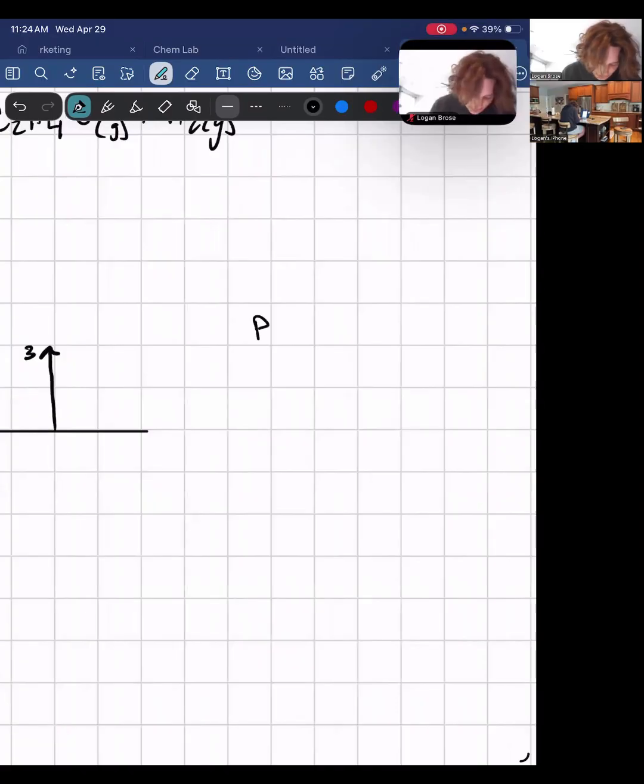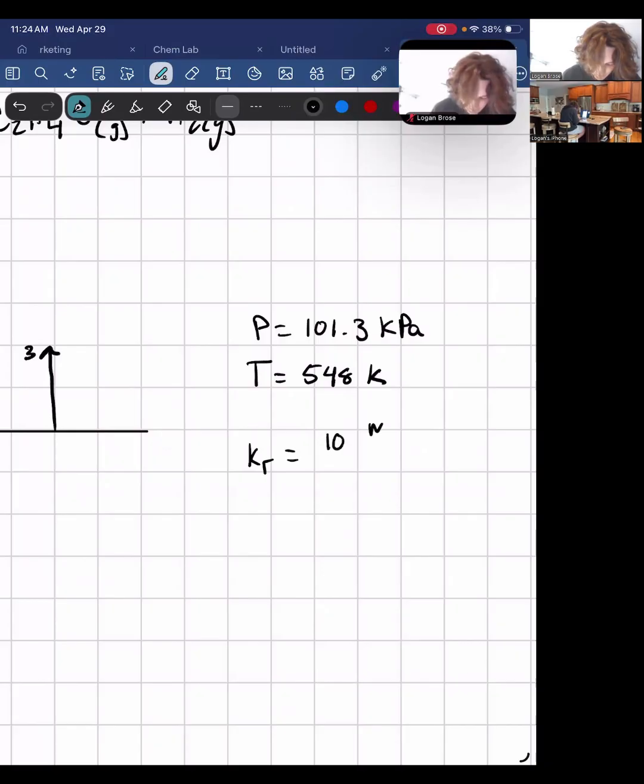We know the pressure is going to be 101.3 kPa. Our temperature is going to be 548 Kelvin. And then we're given a rate of reaction, right? Our Kr, and that's going to be 10 mole per meter squared second mole fraction.